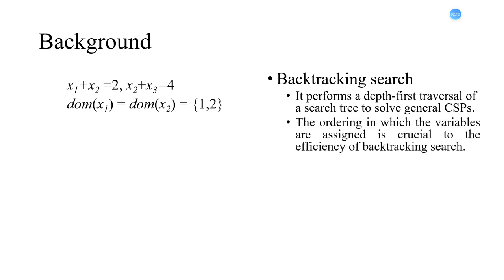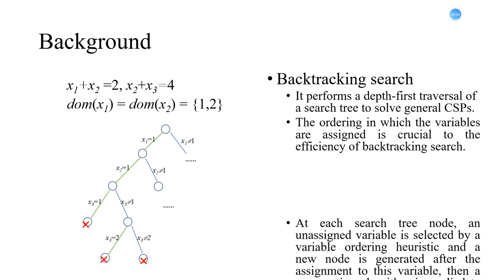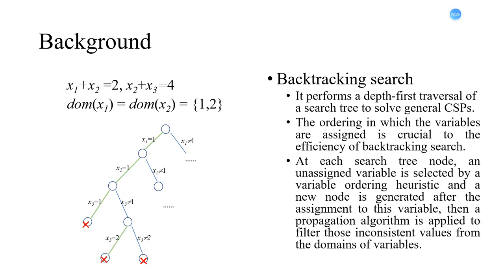The order in which the variables are assigned is crucial to the efficiency of backtracking search. At the left is an example of a search tree. At each node of the search tree, an unassigned variable is selected by a variable ordering heuristic, and the new node is generated after the assignment to this variable. So at each node, we select a variable to do an assignment, and the selection is usually made by a variable ordering heuristic.